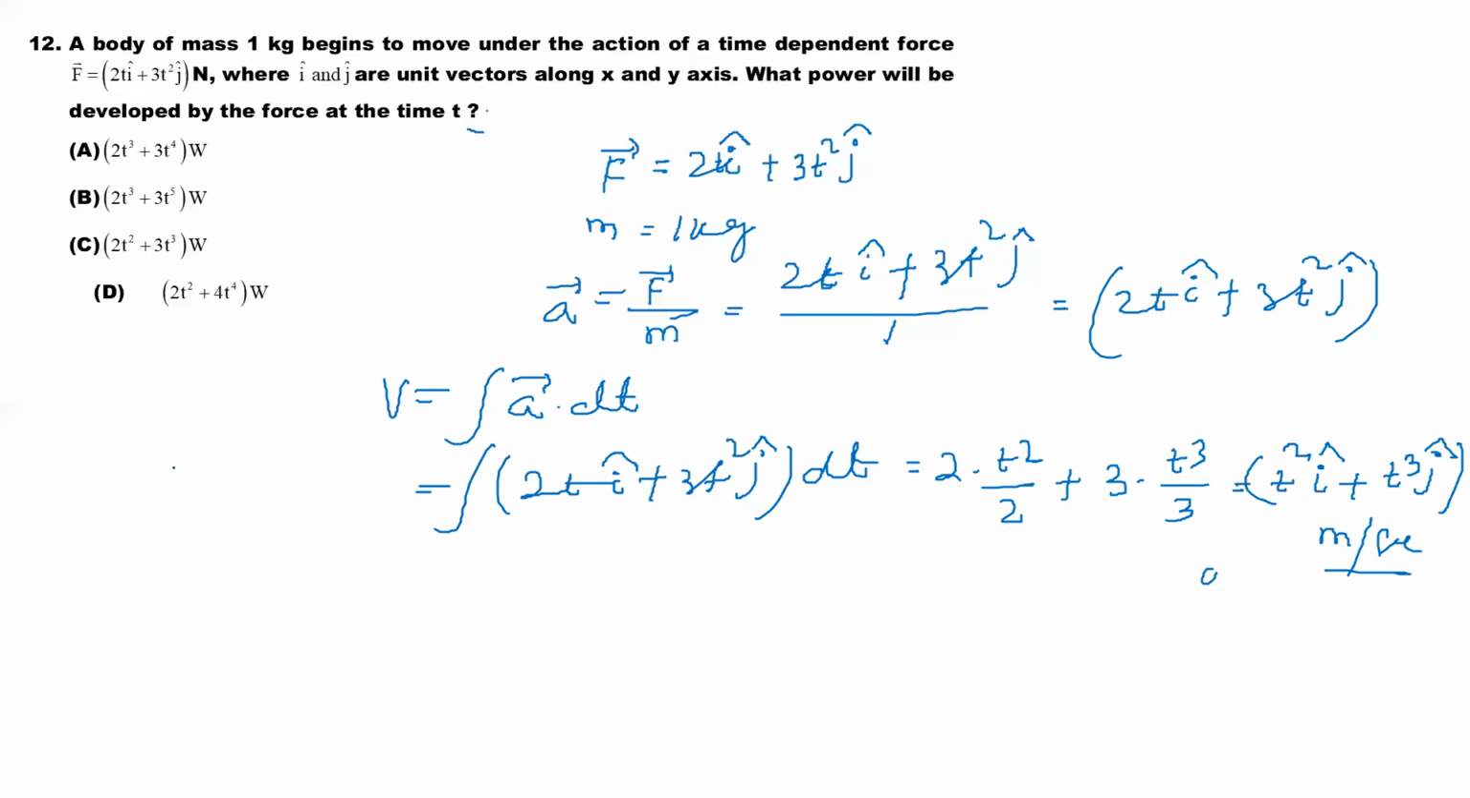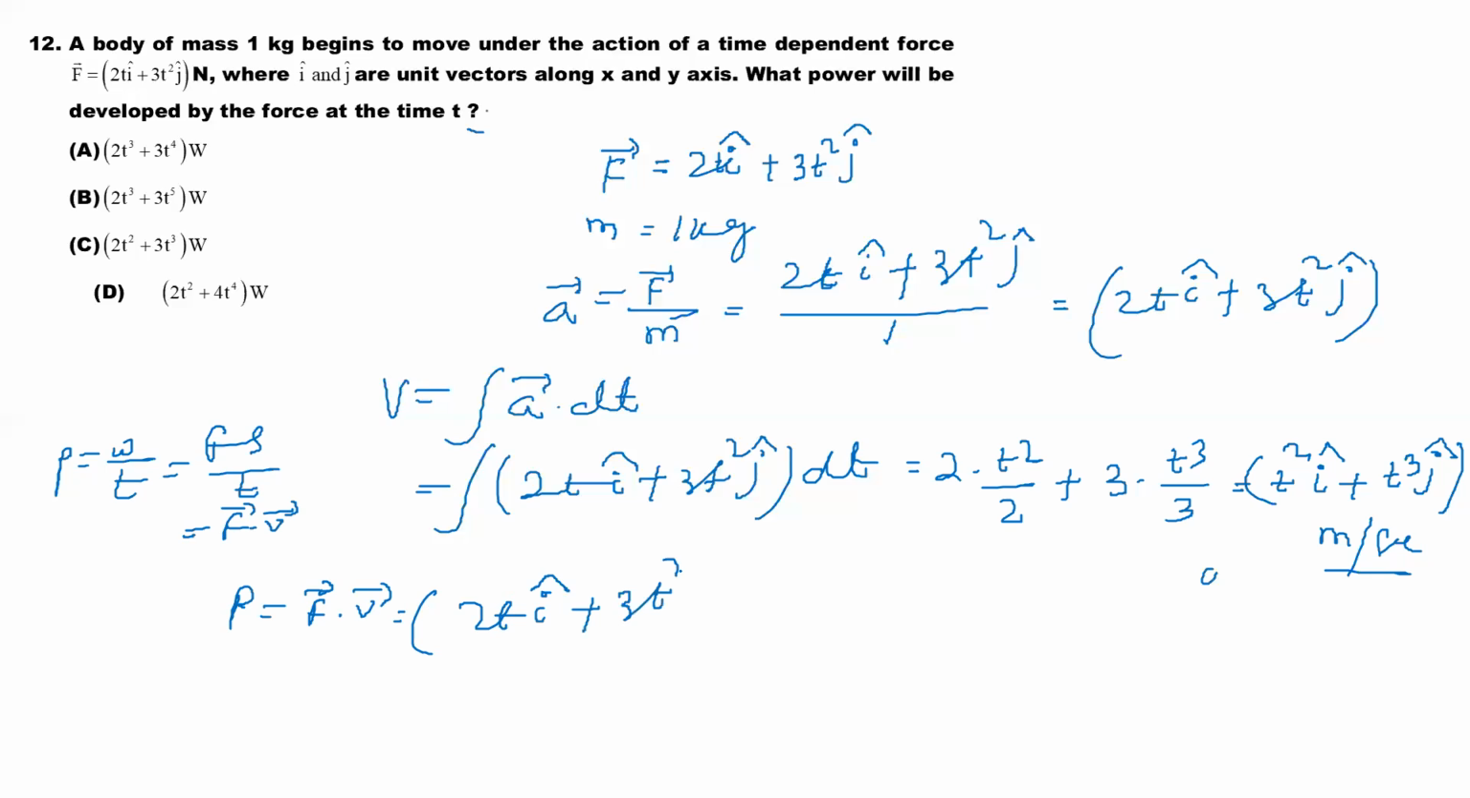Friends, you know power developed. You know P is equal to W by t. W is equal to Fs. Fs by t, s by t is how much? Velocity. So power is equal to F dot v. So if I go for power, then that is equal to 2t i cap plus 3t square j cap dot t square i cap plus t cube j cap. By multiplying that, I will get 2t into t square, 2t cube, plus 3t square into t cube, that is 3t to the 5. This much watt.